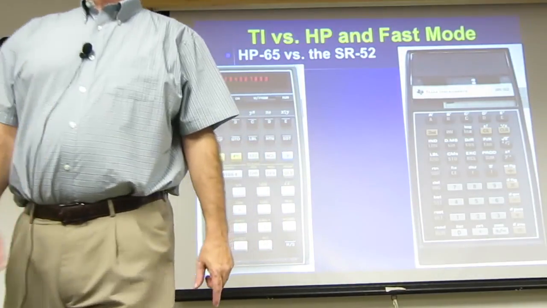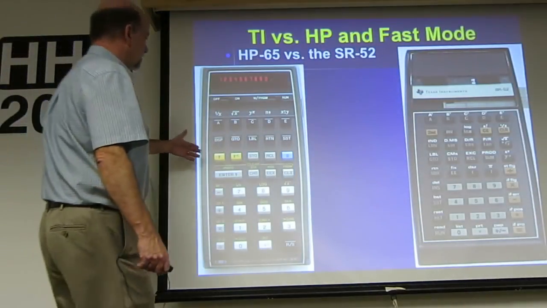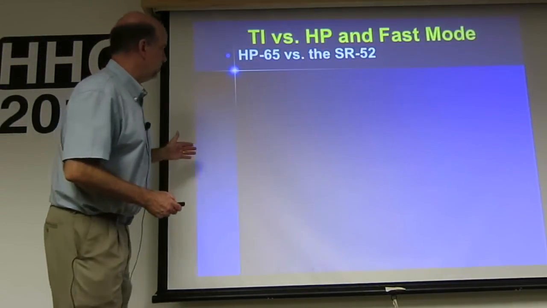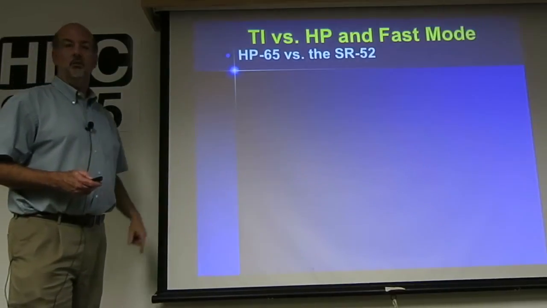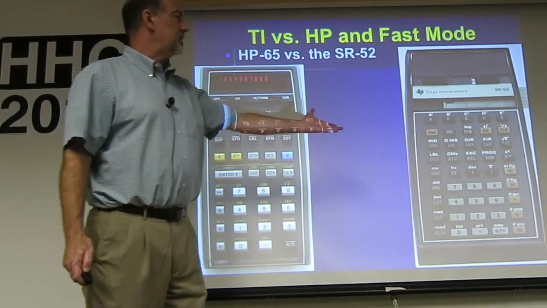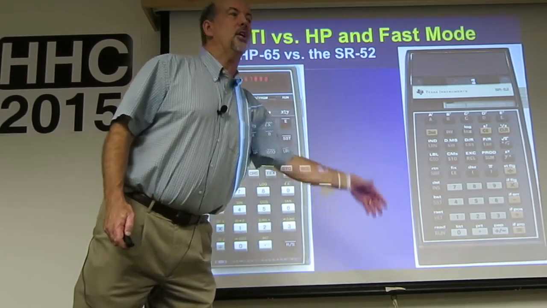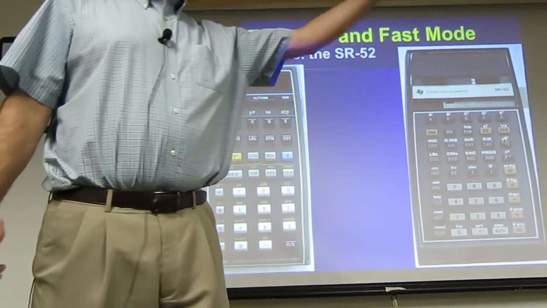What's the time span between the introduction of the 65 and the 52? January of '74, and what we say on the 55, I mean the 52 here, a year 8 months. A year 8 months. So finally they come out with it, thinking we've got something in the ball game. Of course, we know what's coming next from HP.